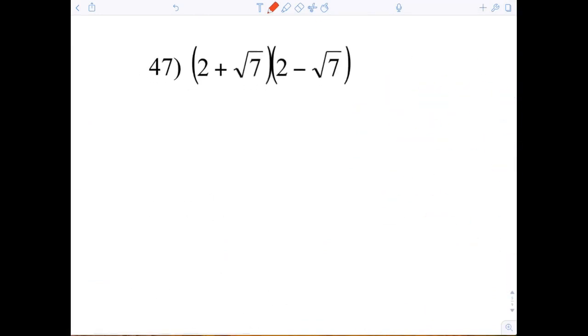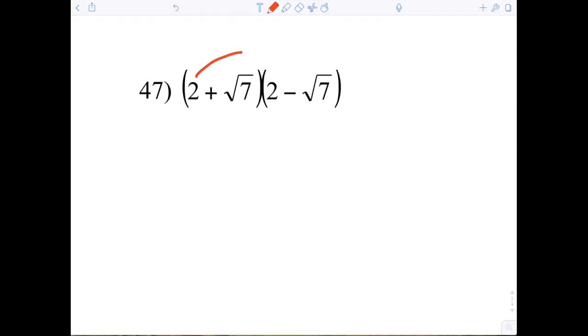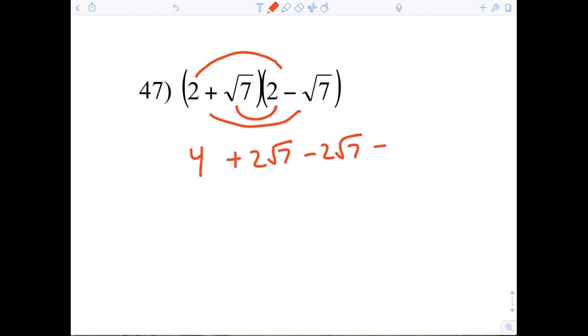Let's go ahead and knock out 47. 2 times 2 is 4, plus 2 radical 7, minus 2 radical 7, minus 7. And the middle terms do what? So, yep, final answer, -3. All right.